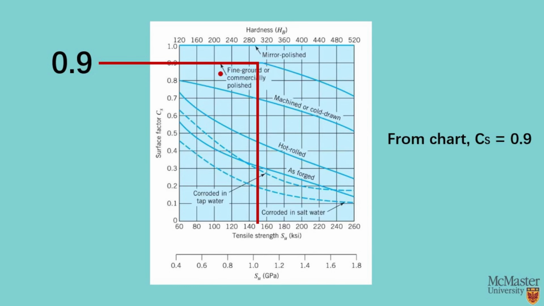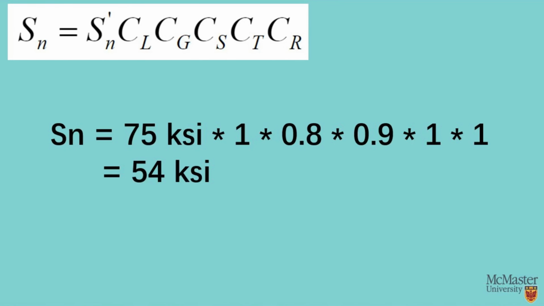Next step is to find out the value of Cs. We use this table. As we can see, the question told us the Su here is 150. So we use two straight lines to figure out the value of Cs, which is 0.9. We choose a fine ground or commercially polished line because the question told us that. The final step is just to multiply each value we got, and we can get Sn equals 54 ksi.